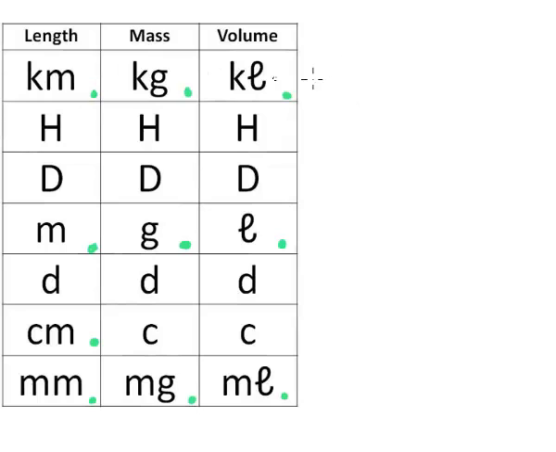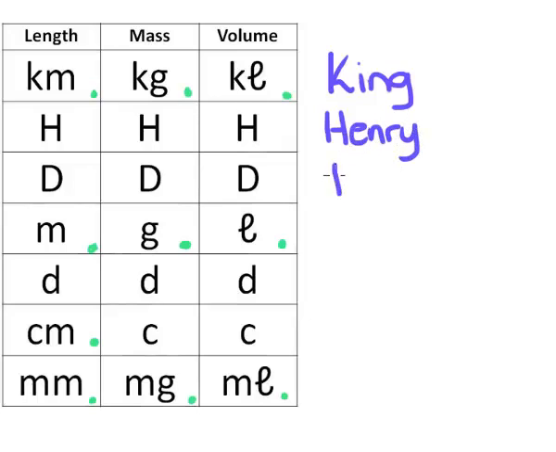For the K in the top row, we're going to use the K, and the rhyme goes like this. King. The H is H for Henry, and this capital D is died.